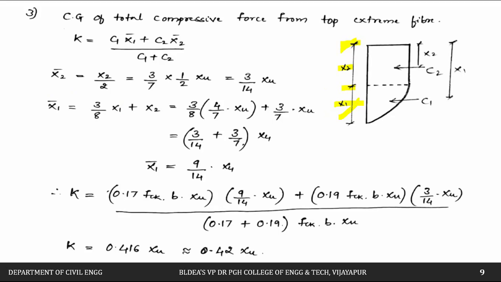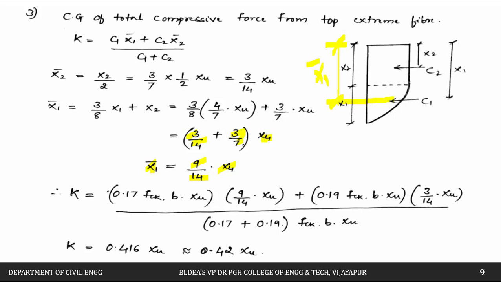So 3 by 8 of x1 is nothing but, as we have already calculated, 4 divided by 7 of xu, plus x2, which we already know is 3 by 7 of xu. Further, if you simplify, that is 4 by 7 plus 3 by 14 of xu. So if you simplify, x1 bar will be equal to 9 by 14 of xu. That means x1 bar is nothing but this distance from this face till this face.